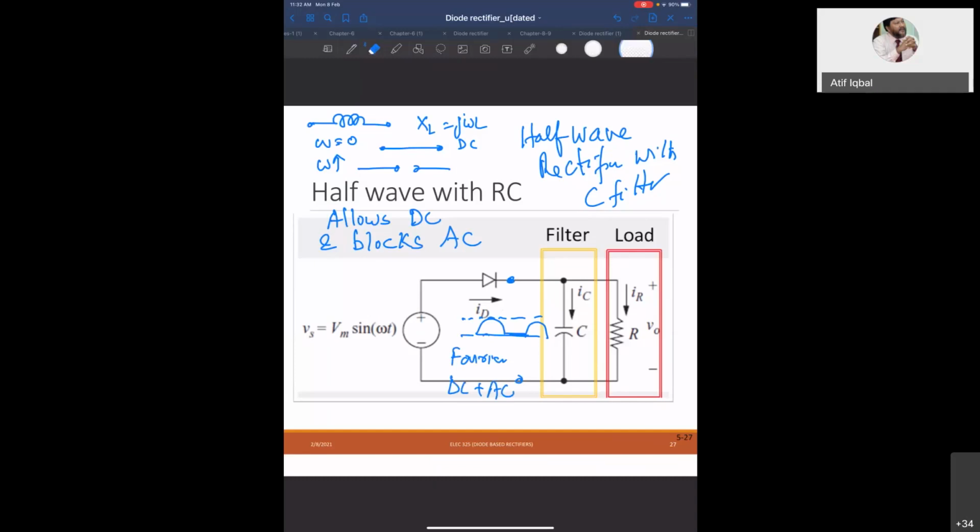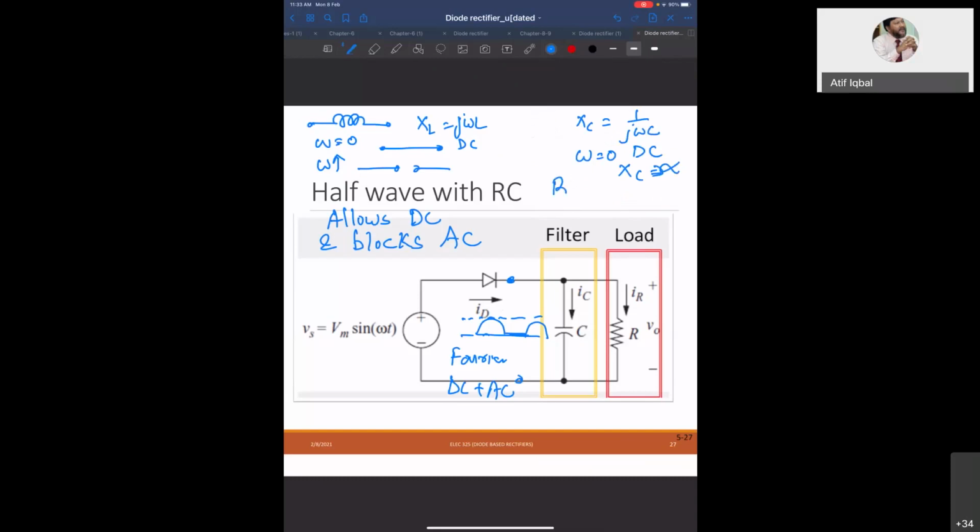Now, what is the role of the capacitor? You know what is the impedance of a capacitor? 1 by j omega C. So for omega equal to 0, that means for DC, XC is infinity. That means it will not allow DC to pass. For DC, it will act as an open circuit.